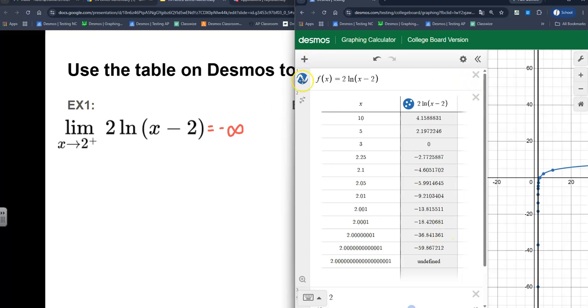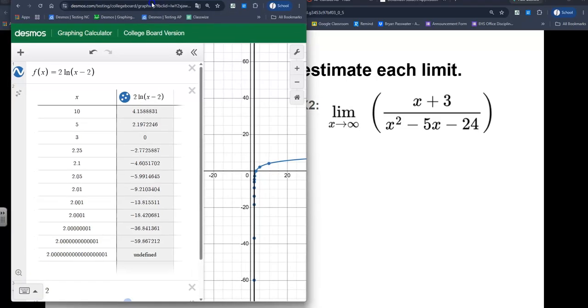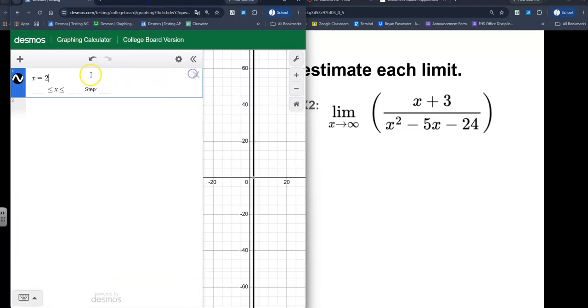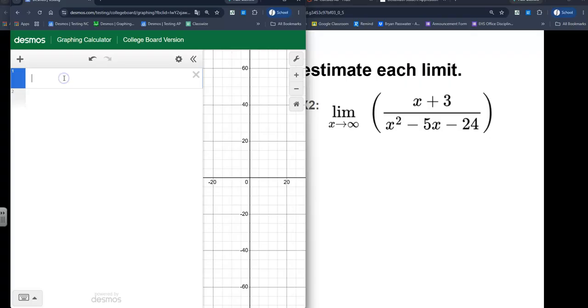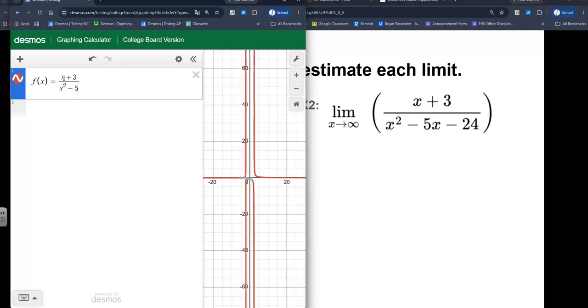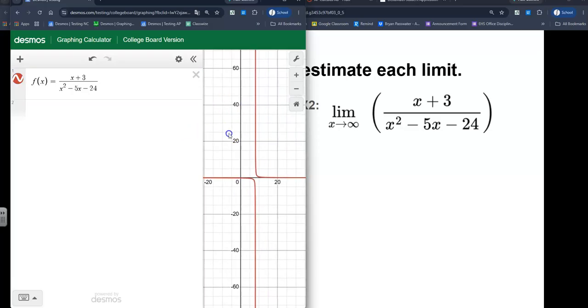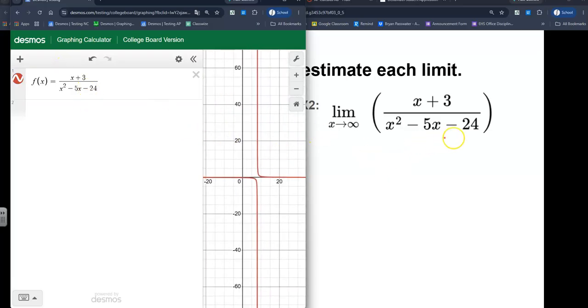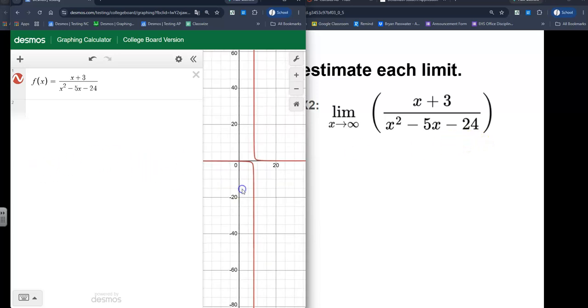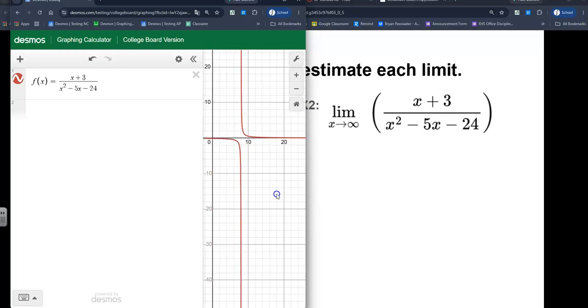Okay. Let's do our next one. For this one, I'm going to say f of x equals x plus 3 over x squared minus 5x minus 24. And this time we're looking for x approaches infinity. I can look at the graph. What do you guys think is going to happen there?